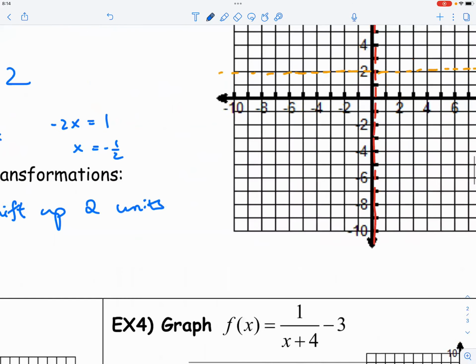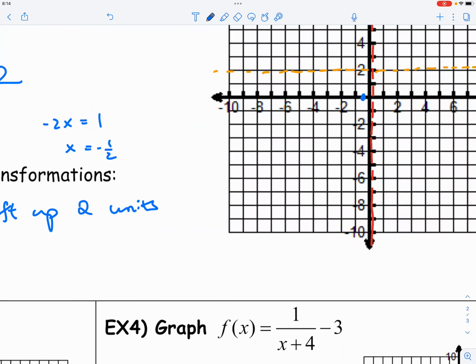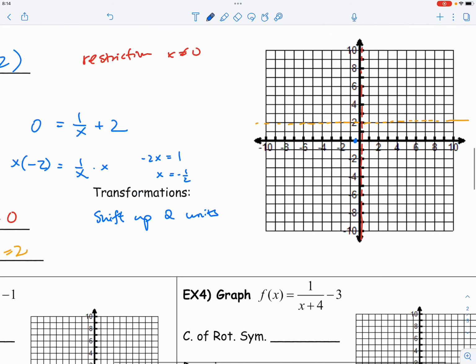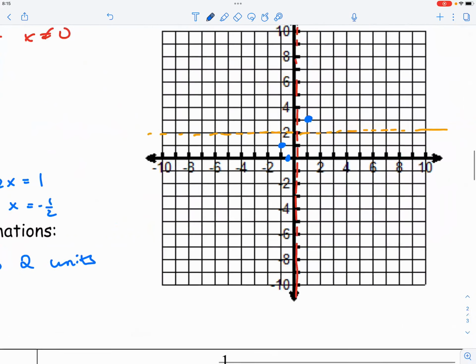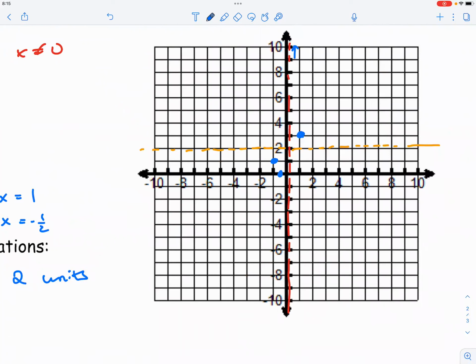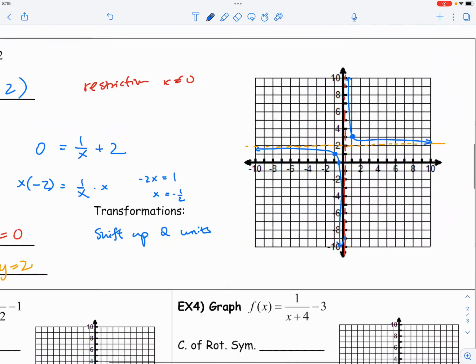So let's go ahead and put a dot right here, negative 0.5, okay? And then if I do the signature dots, which is right next to the center of rotational symmetry, then I can go ahead and create my graph, okay?